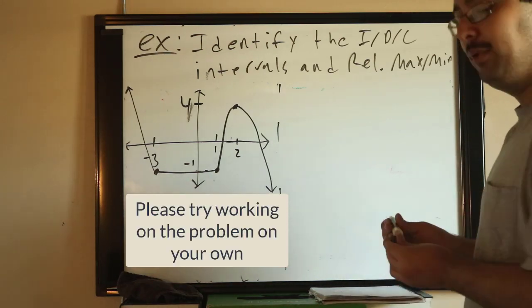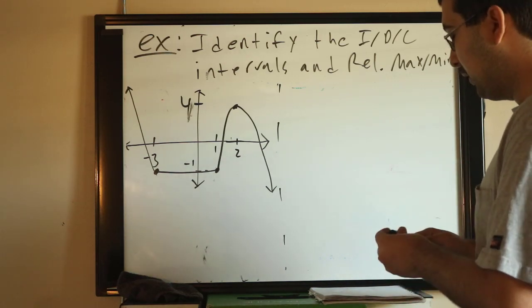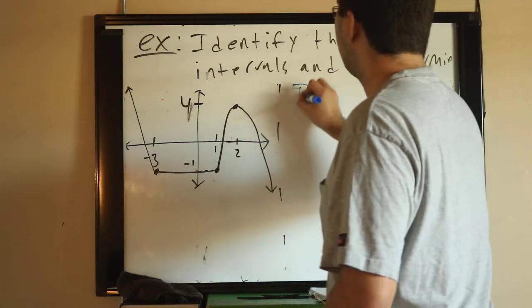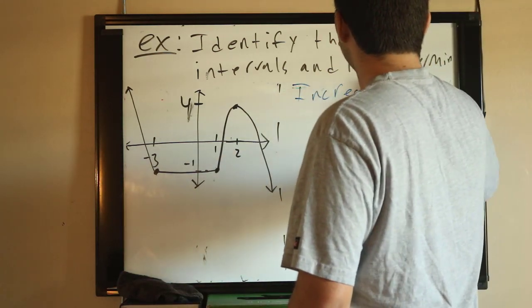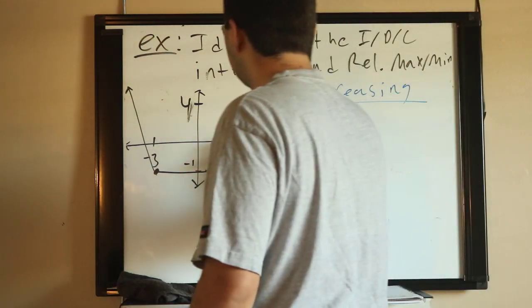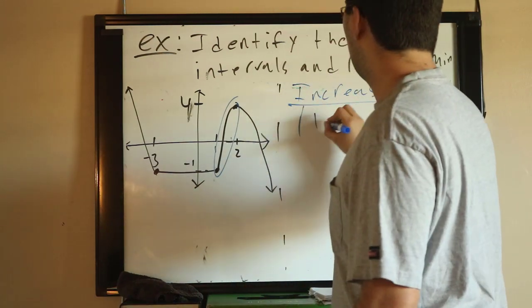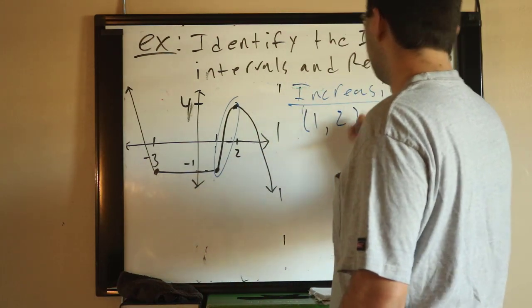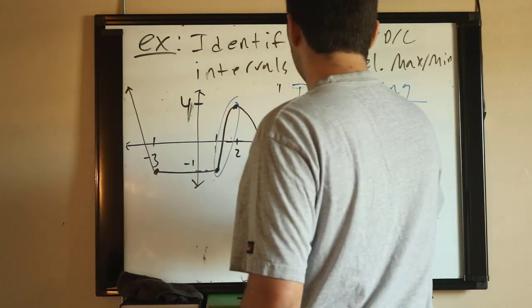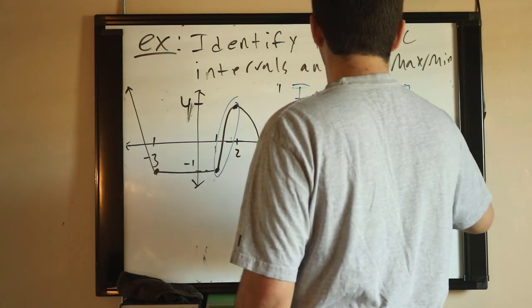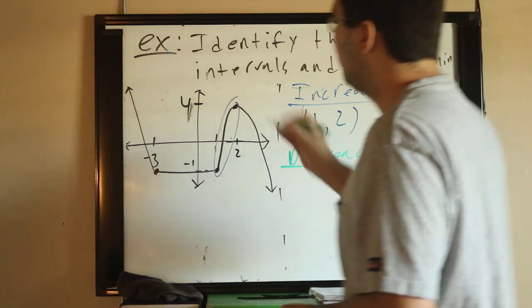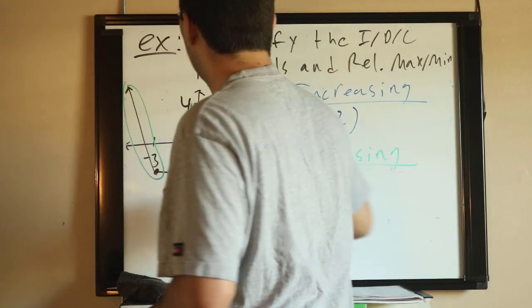Okay, so I'm going to go ahead and blitz through the answer, right? So please try to give this your honest effort when you're trying to identify all this stuff. So let's start with increasing. Our increasing interval, there's only one. It's right here. And that is 1, 2. That's the only portion we're increasing. Decreasing, alright? We have 2 regions. We have this region and we have this region.